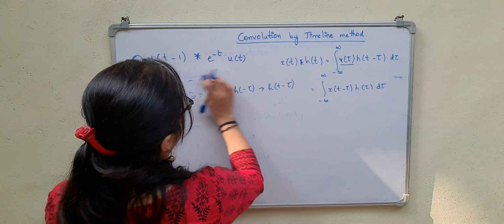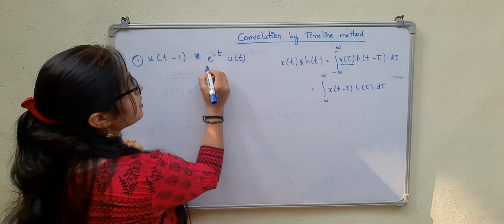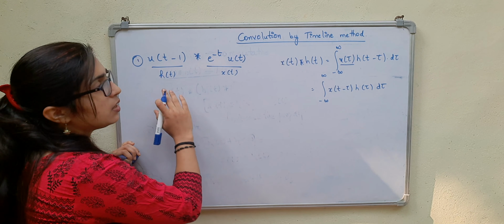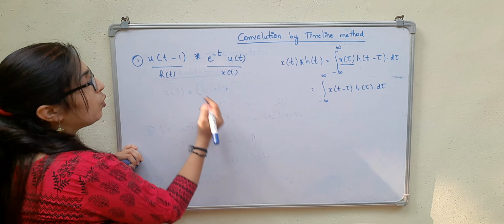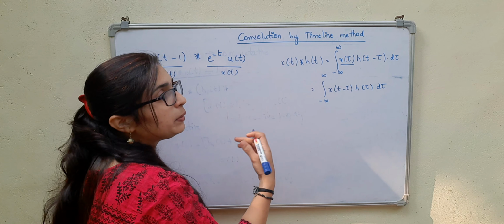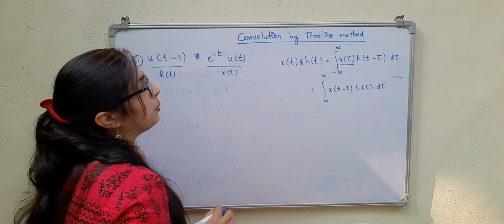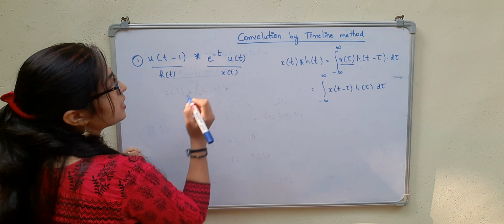So first let us find x of tau here. I will consider this as x of t and this as h of t, because reversing u of t minus 1 is very easy. Generally, we consider the easy signal for the shifting purpose. So now I have considered this as h of t and this as x of t.